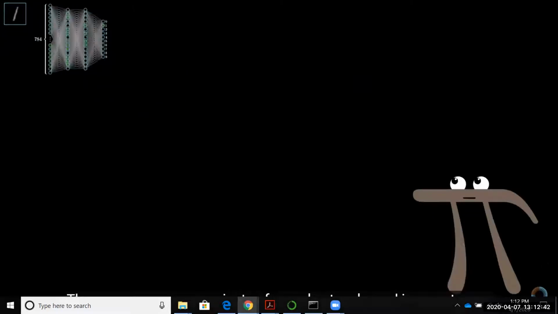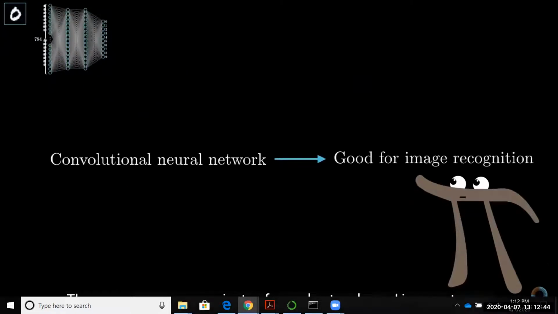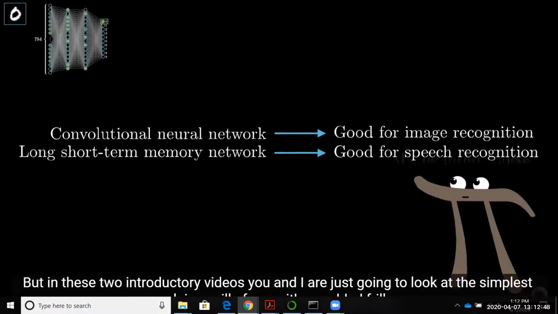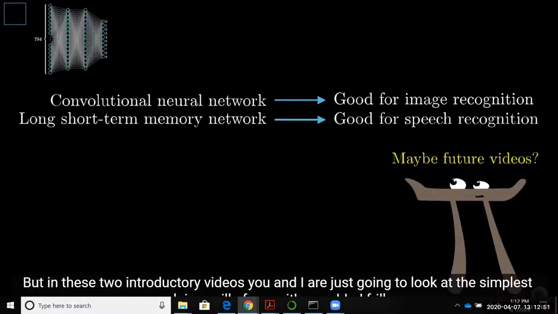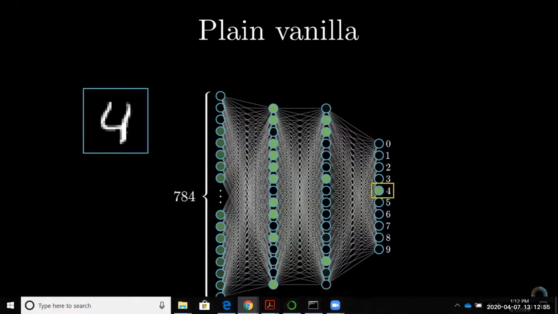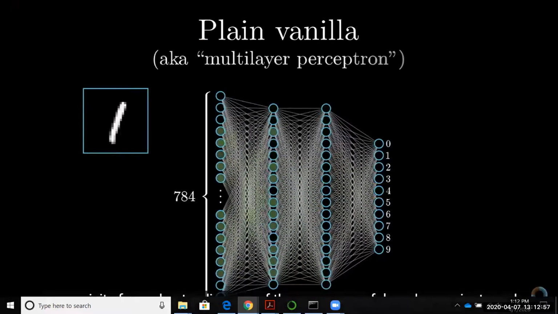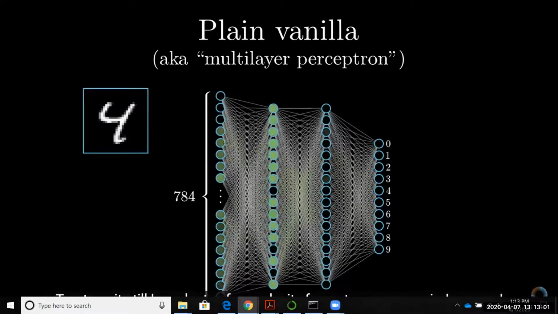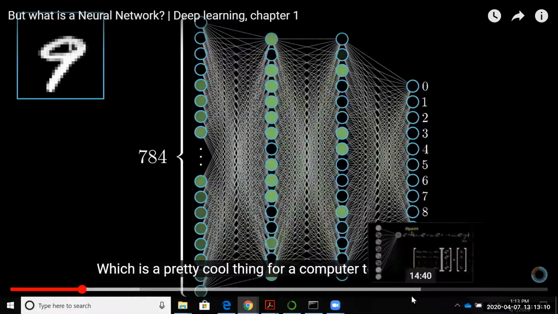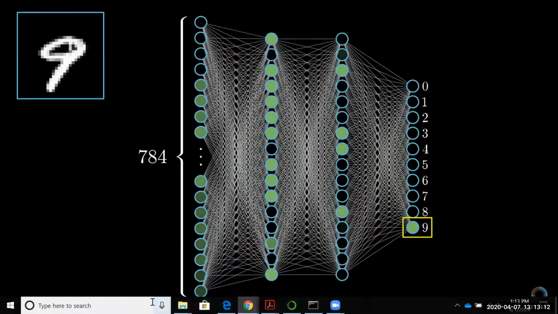There are many variants of neural networks, and in recent years there's been sort of a boom in research towards these variants. But in these two introductory videos, you and I are just going to look at the simplest plain vanilla form with no added frills. This is kind of a necessary prerequisite for understanding any of the more powerful modern variants, and trust me, it still has plenty of complexity for us to wrap our minds around. But even in this simplest form, it can learn to recognize handwritten digits, which is a pretty cool thing for a computer to be able to do.